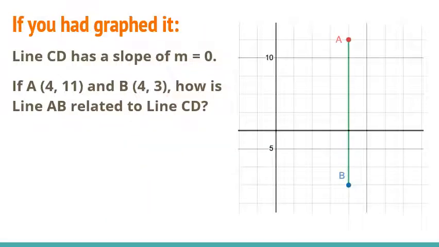And if you had graphed it, you could see that AB is going to give you that vertical line, and something with a 0 slope is just going to be a flat line like you see there.